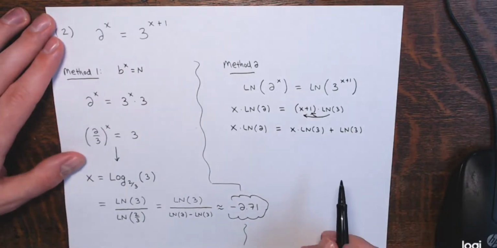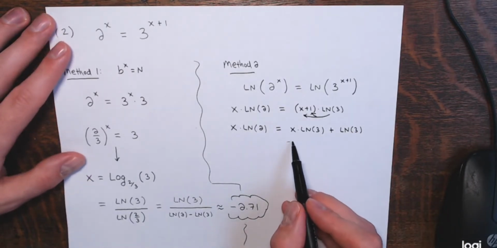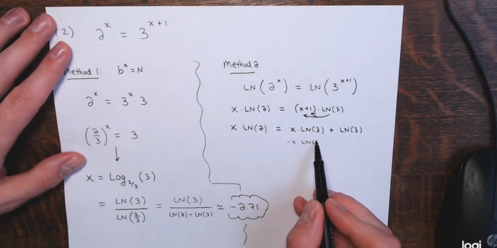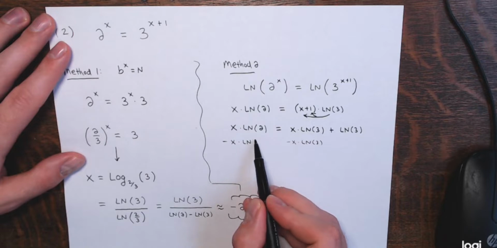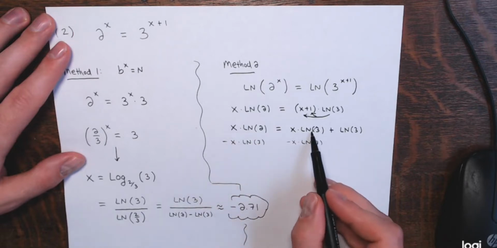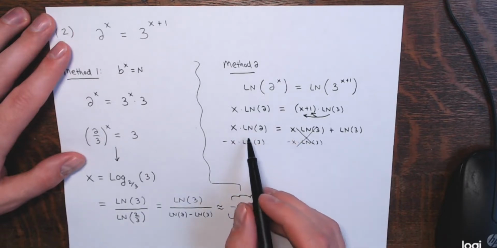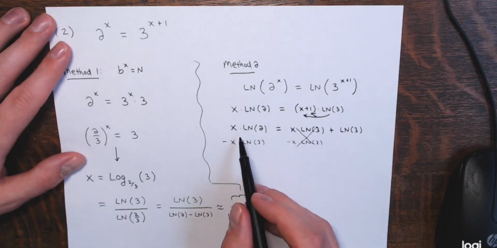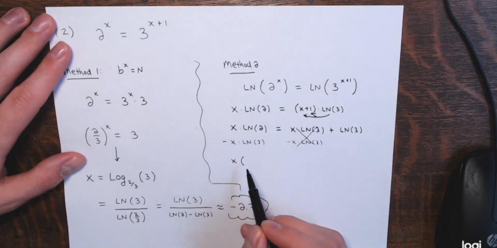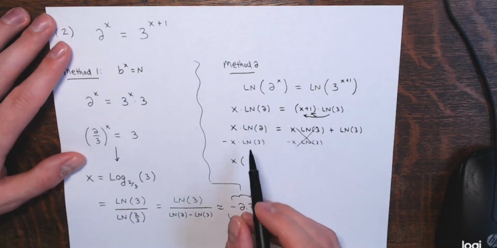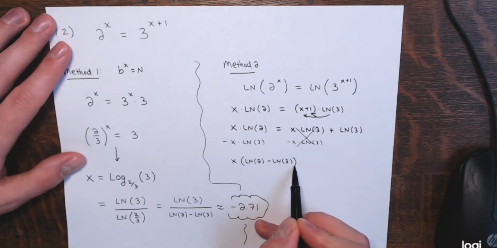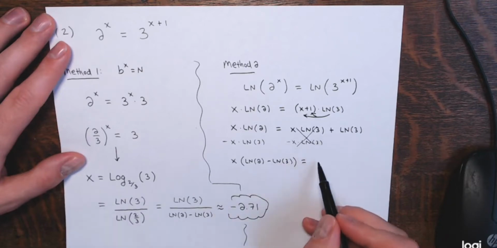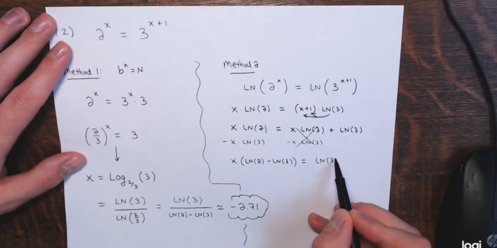And then I would subtract x times the natural log of 3 from both sides to get all the terms with x on the left side here. So that gets rid of that term. You see how both of these terms now have x in it, so I can factor x out. So I have x times, and if I factor x out, what you'll be left with in the other factor is the natural log of 2 minus the natural log of 3. And then on the right side, I just have the natural log of 3 still.